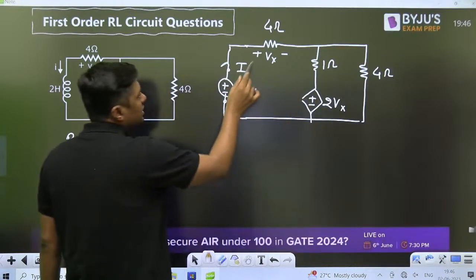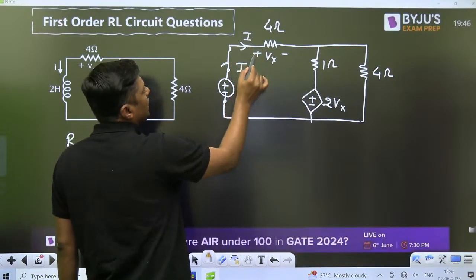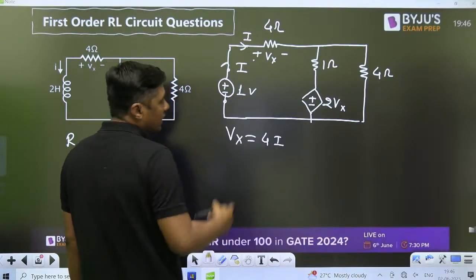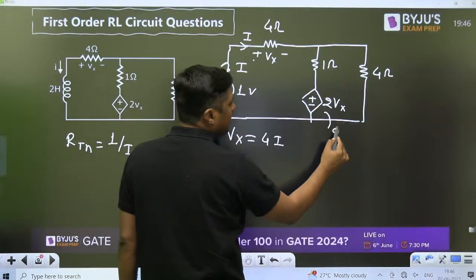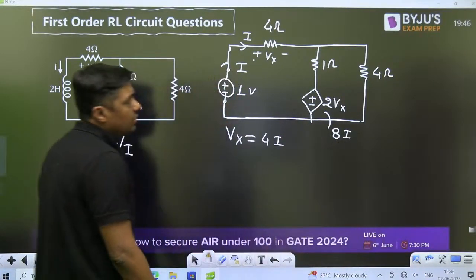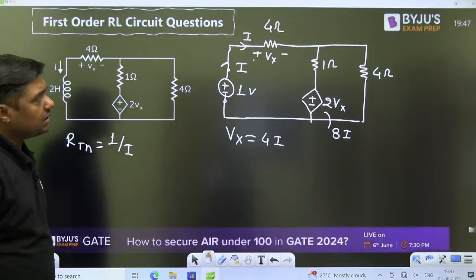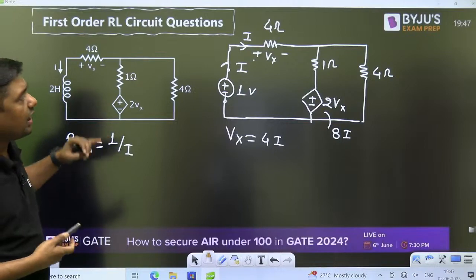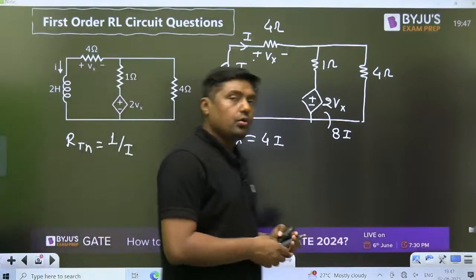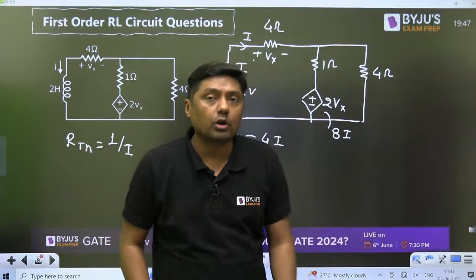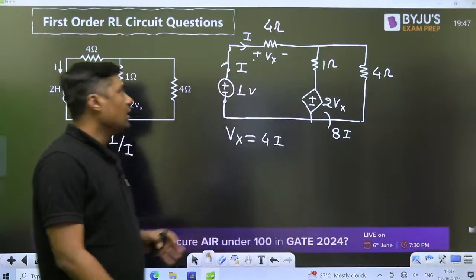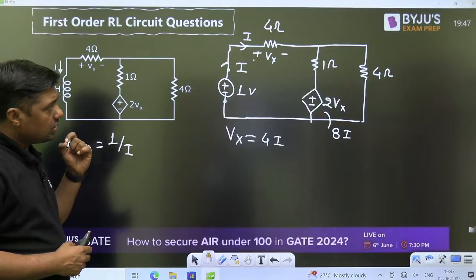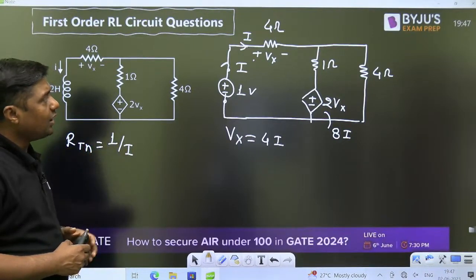So from this diagram it is clear the same current will flow, it will enter through the plus, leave the minus. So what is the Vx is equal to 4 times of I. If it is 4I, then 2Vx will become 8I. Then how we can find the I or how we can find the 1 by I? That is a very simple question. Now you can apply the KCL or KVL or mesh analysis, it's up to you. You can apply anything to find the value.